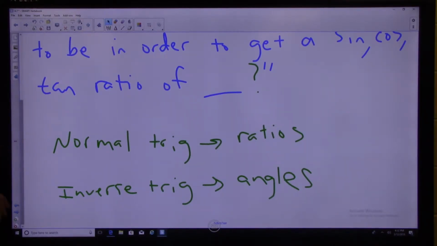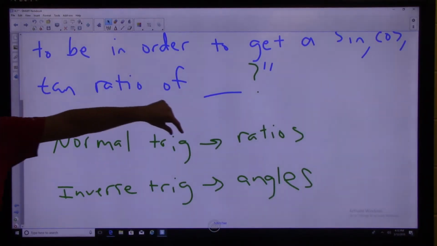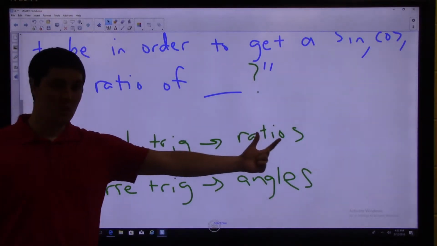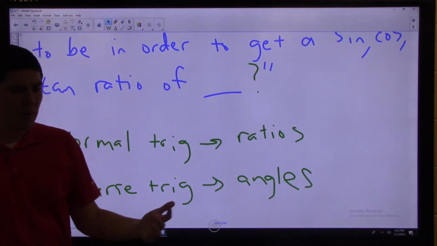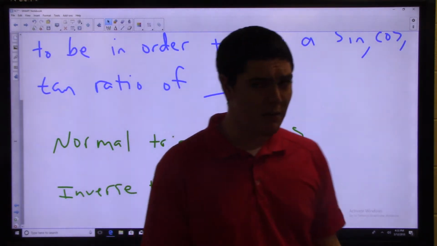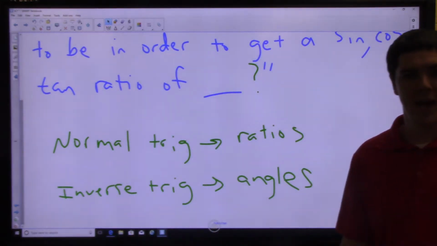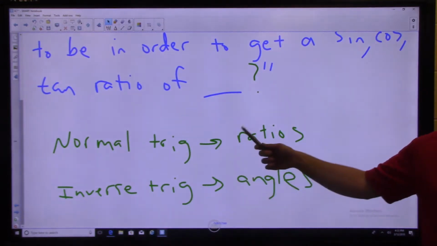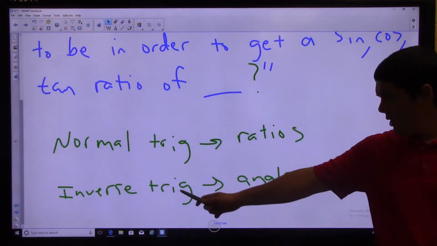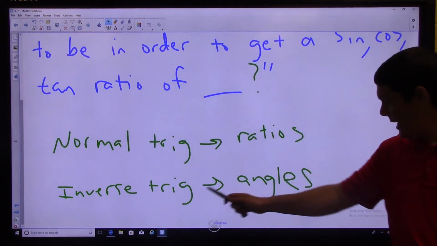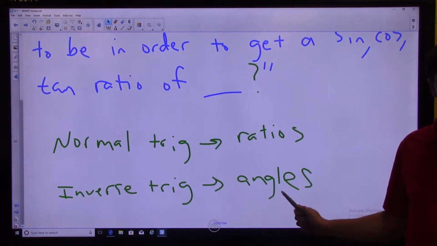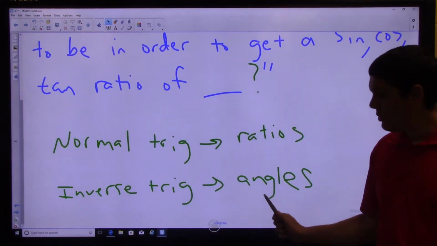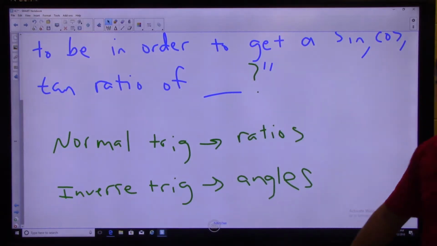Before we move on, if we use a normal trig function, your answer is going to be a ratio. Remember when I asked, for example, the sine of 30 degrees? That's going to be 1/2. That 1/2 is the ratio. It's just a comparison of the opposite to the hypotenuse. An inverse trig ratio, your answer is going to give you an angle, whether it's in degrees or radians. So that's important to know. You might want to write that down as well.